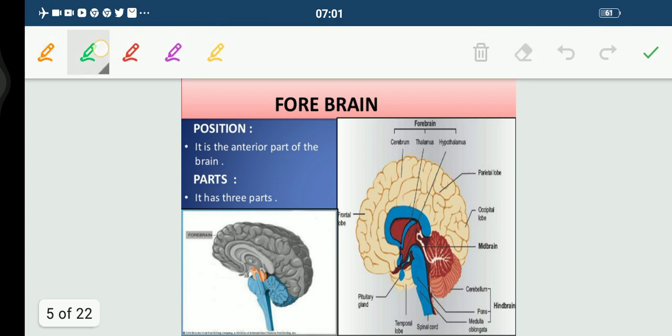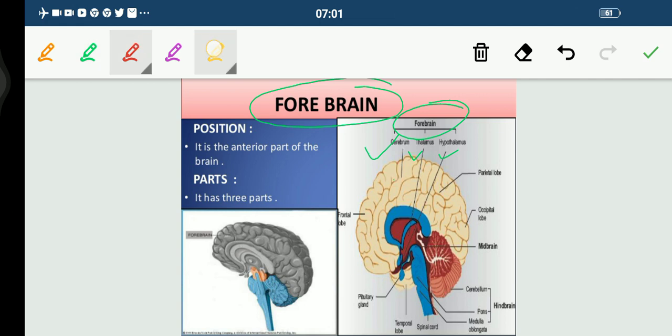So you can see here the first one we have is the forebrain, right? In the diagram it is shown that the cerebrum, thalamus and hypothalamus constitute the forebrain. This one is the cerebrum, this one is the thalamus, and the hypothalamus is this one. This one is the parietal lobe, occipital lobe, we have temporal lobe and frontal lobe. These are the parts of the cerebrum, students.